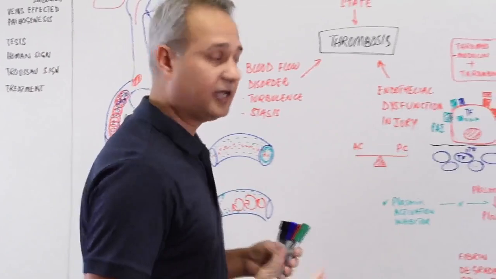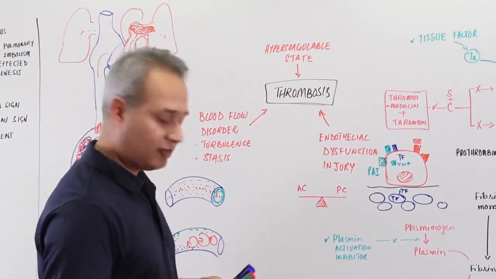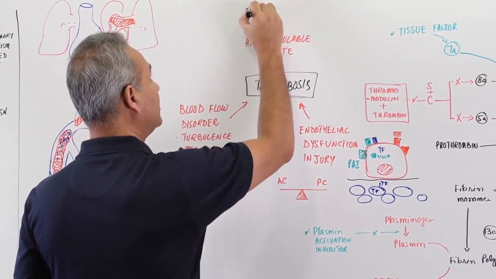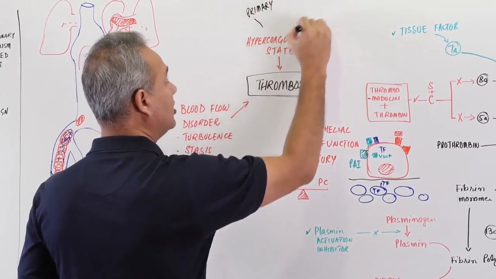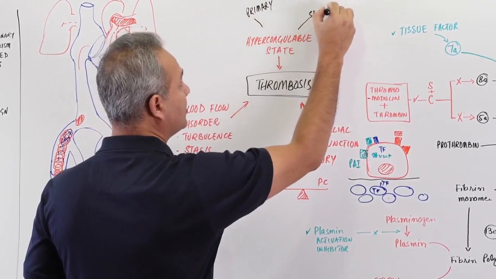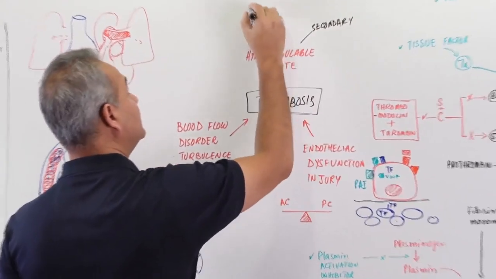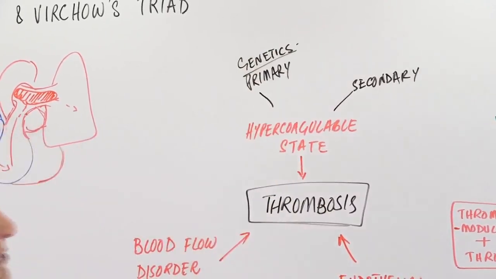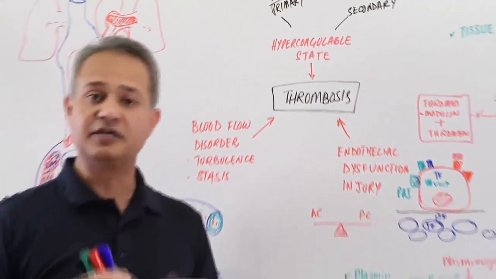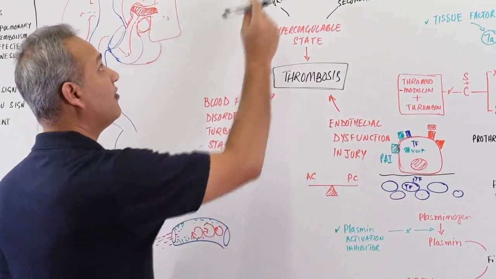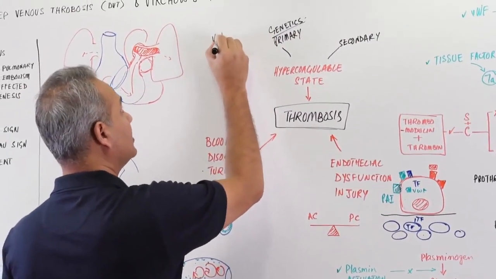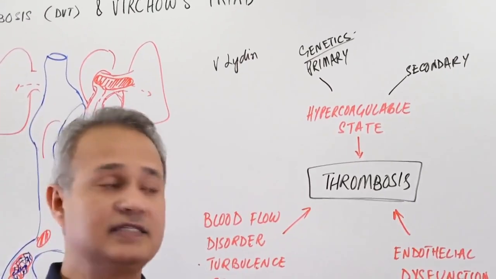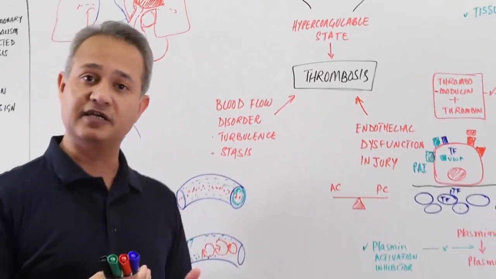Final topic for today is the hypercoagulable state. What is that? There are two types of hypercoagulable states. One is called primary and the other is called secondary or acquired. Primary are genetic, and the most common for your tests, for steps and for your clinical practice, remember that we have factor 5 Leiden, or I don't know what the right spelling is. What that is, is that factor 5 is mutated.